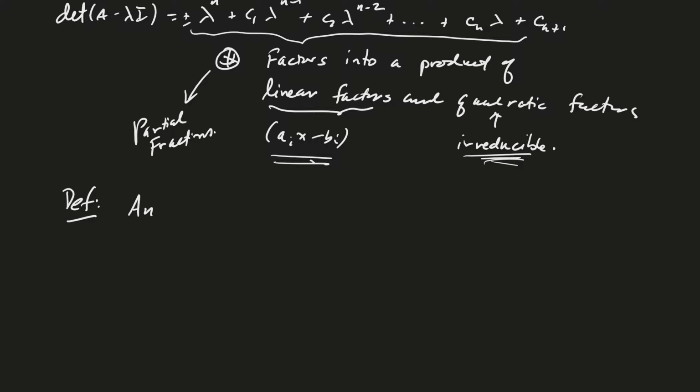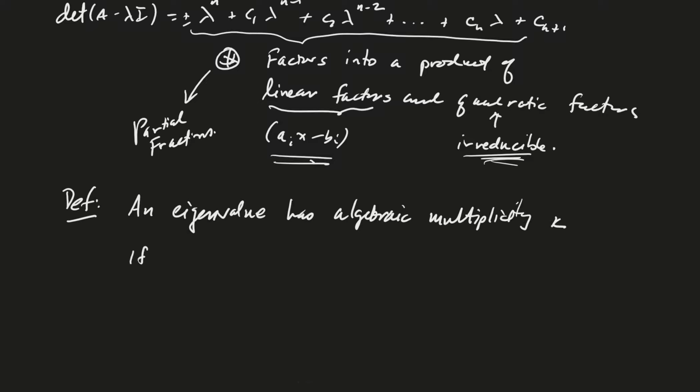An eigenvalue, which is a root to this polynomial, has algebraic multiplicity k if something like lambda minus whatever, maybe I'll say it this way, lambda equals some constant, if this is repeated k times. I don't know how we want to write that. K repetitions, k repeated root.